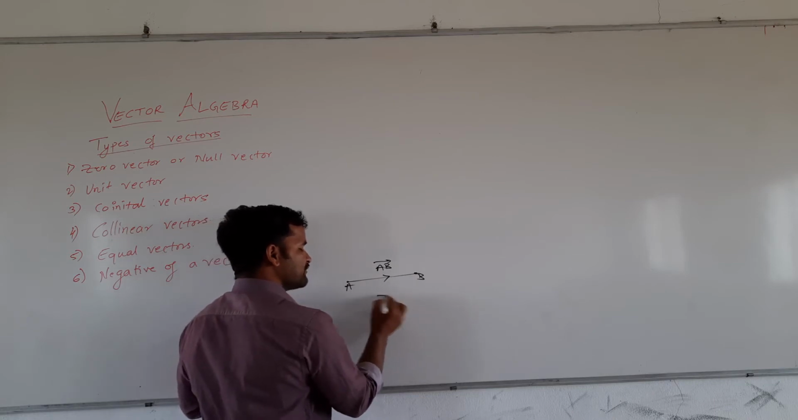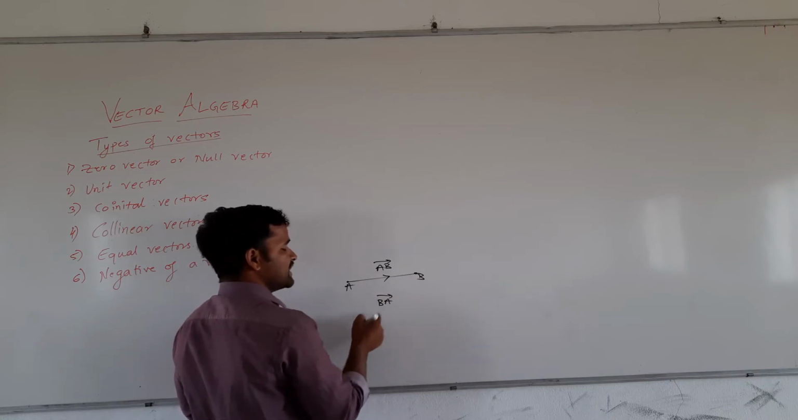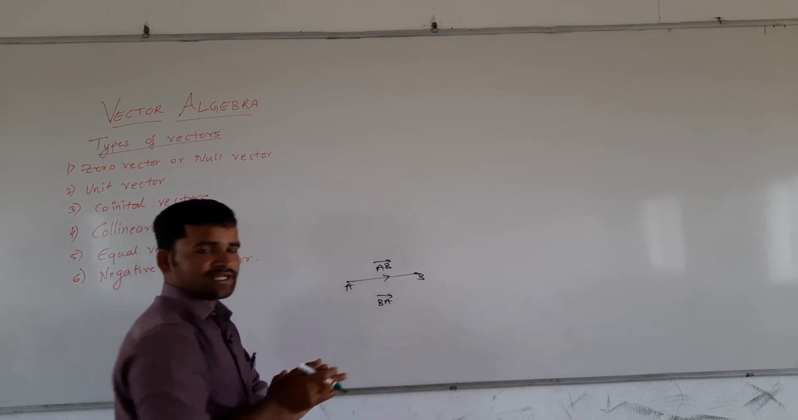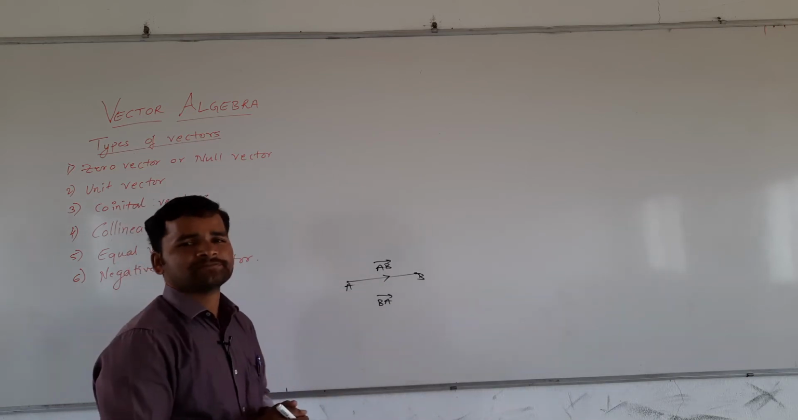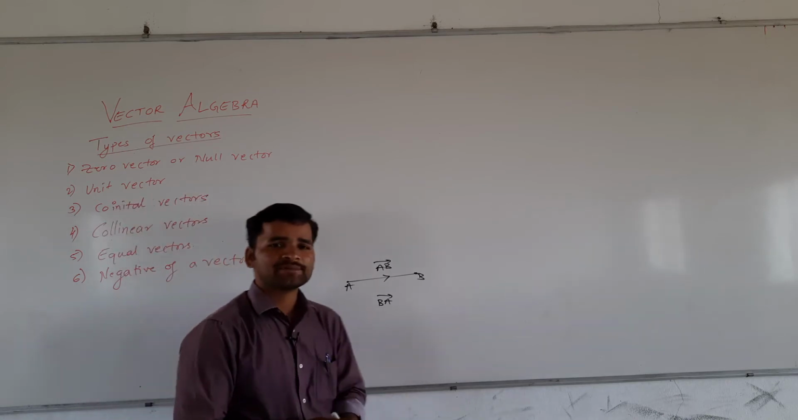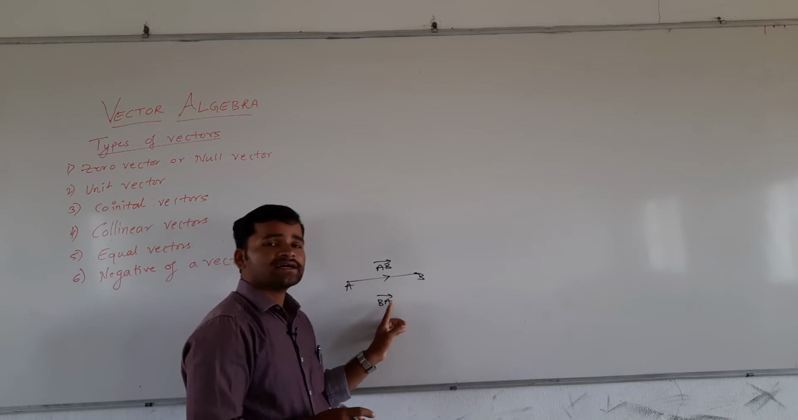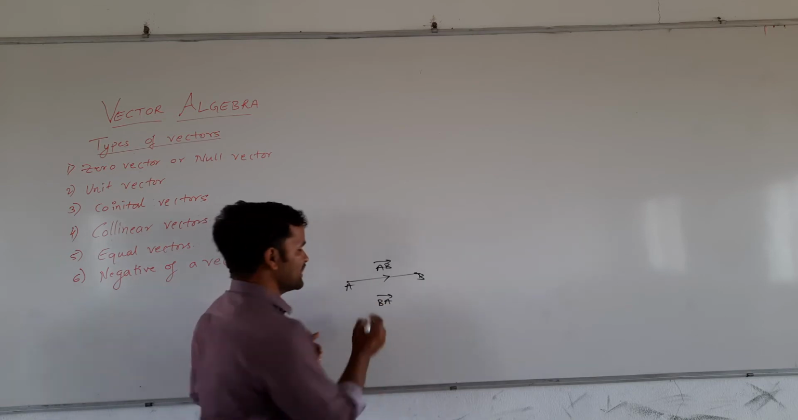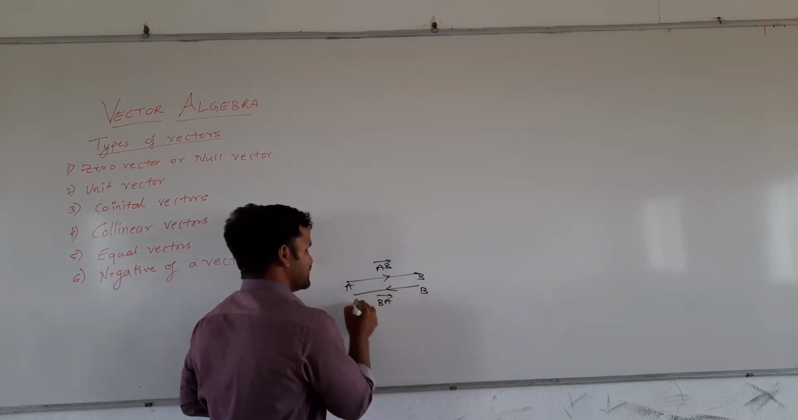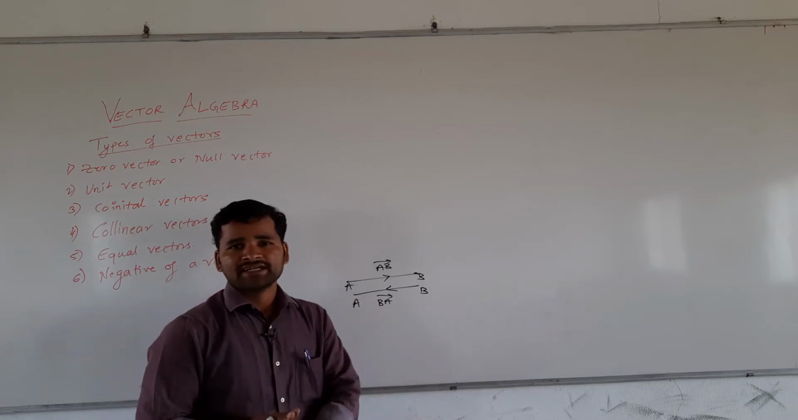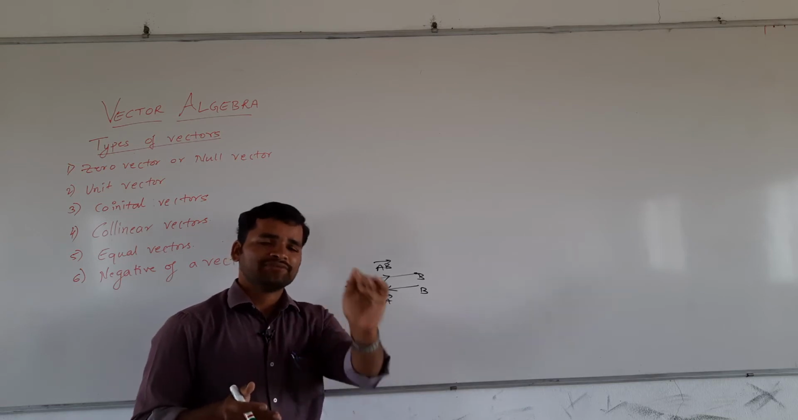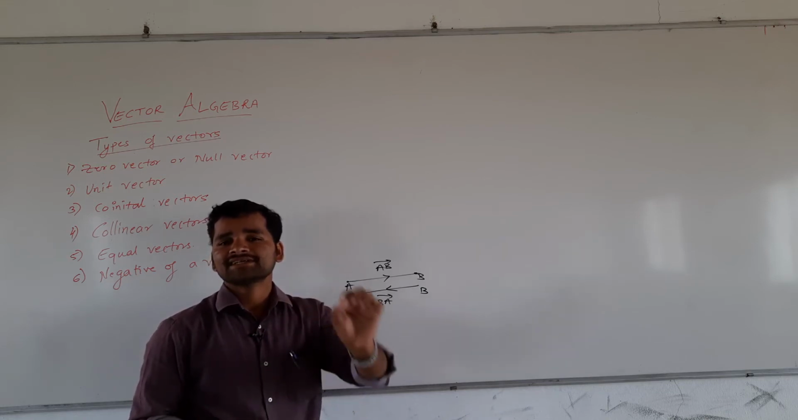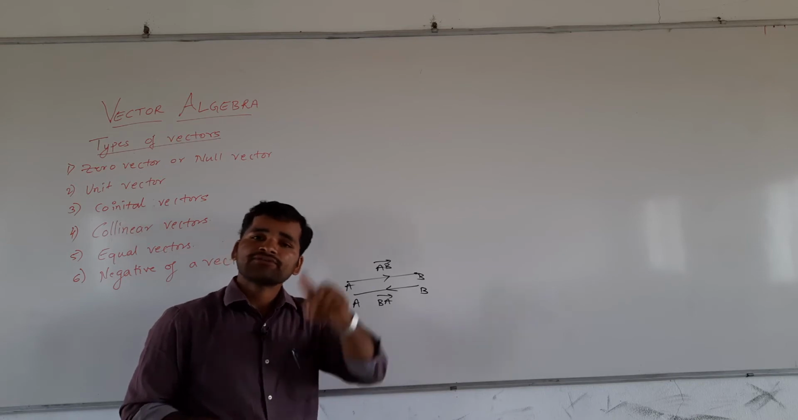And BA, if I consider, this is a vector having the same magnitude. If AB has two units, BA will have two units only. Magnitude will be the same. But what is different among them? They are totally opposite in direction. AB is from A to B, then BA is from B to A. How will you write the definition? A vector having the same magnitude as that of the given vector but opposite direction is called the negative of the given vector.